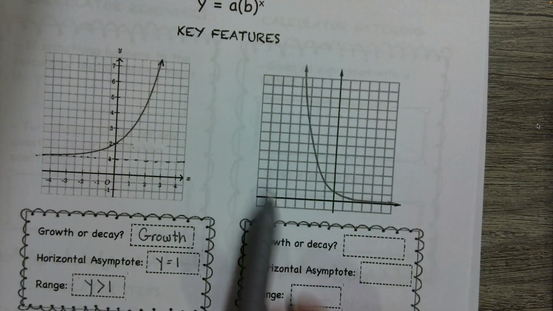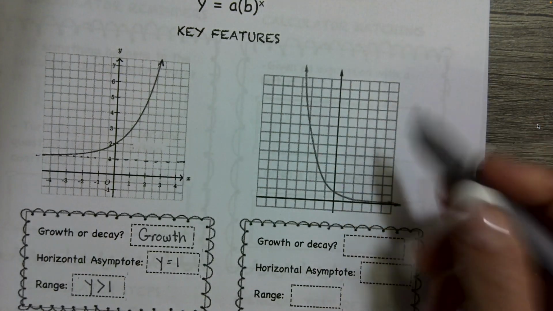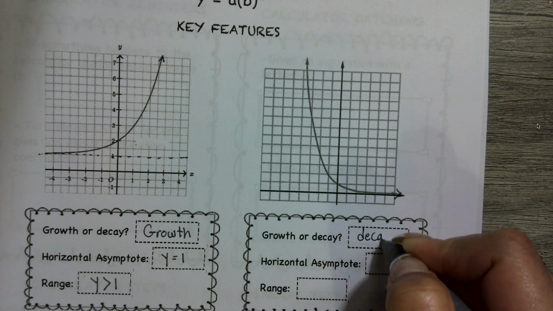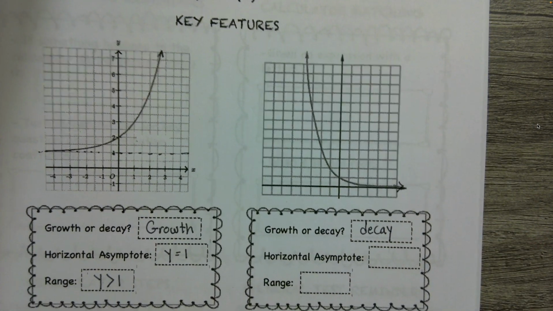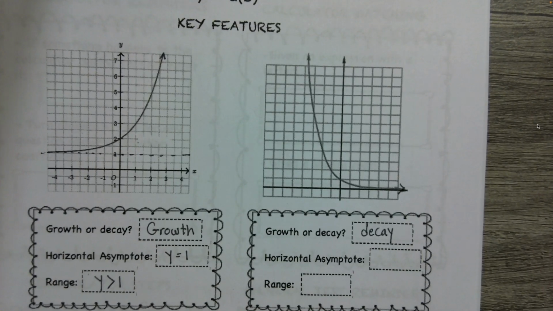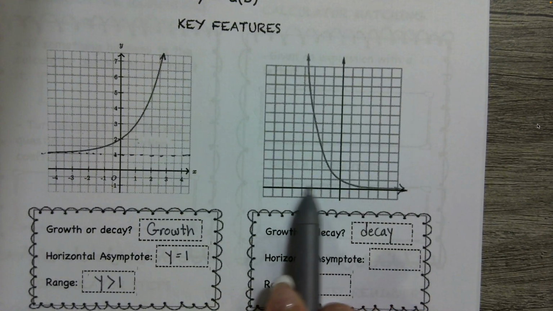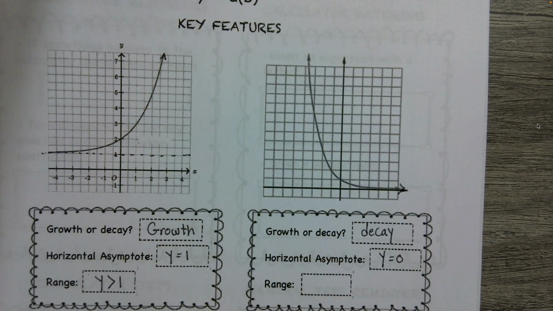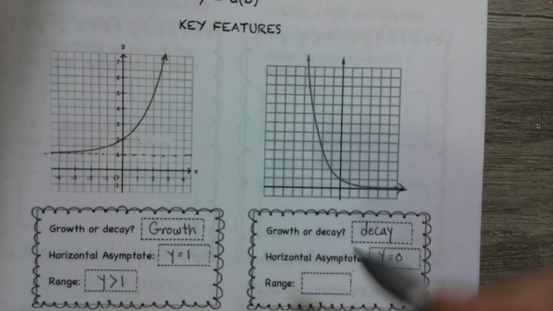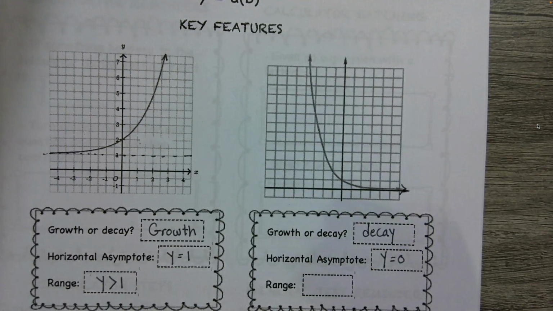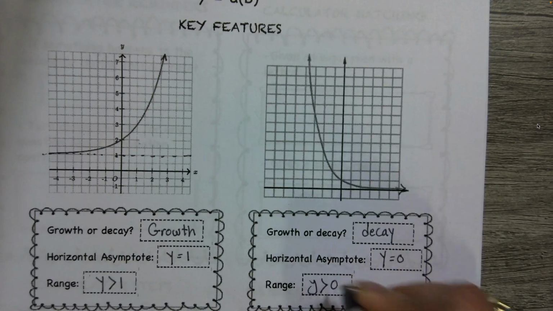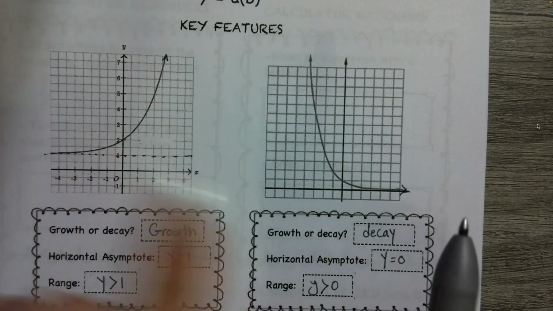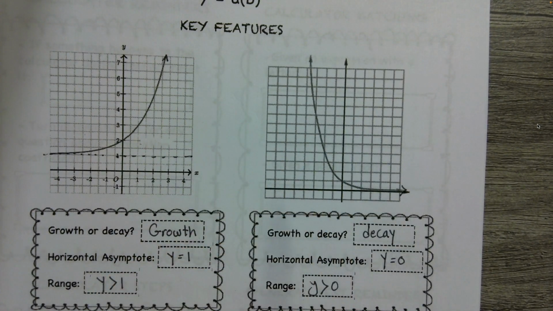Now this one, you read it from left to right. It goes down. So this one is decay. So horizontal asymptote for this one, you see that it's approaching the x-axis, which is y equals 0. The equation for it is y equals 0. And the range is all the y greater than 0. Simple as that. Okay. What is the domain? It's all real numbers.